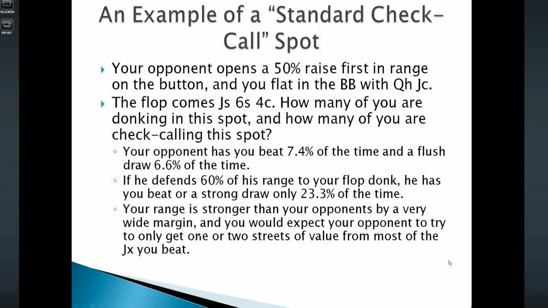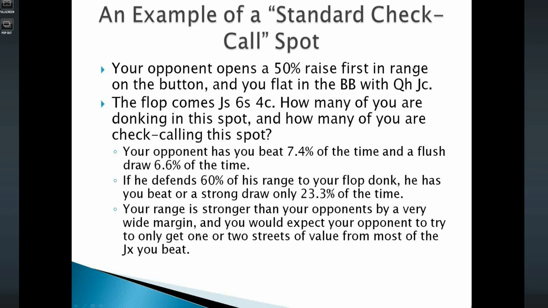In the last example, where we were the pre-flop raiser and we c-bet, once our bet was called, our opponent had us either already beat or had a draw 40% of the time. Here, we're only beat 7.4% of the time on the flop, and he only has a draw 6.6% of the time. So once we bet, he's only going to have us beat or a strong draw 23.3% of the time. So queen-jack in this spot right here is much, much stronger than king-queen was in the last example.